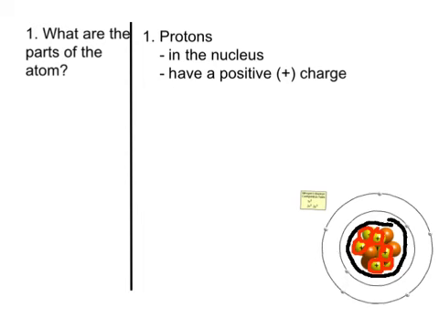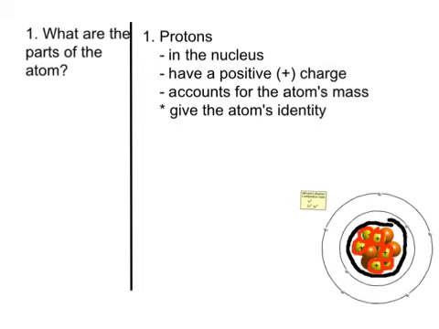Now, protons are one of the parts of the atom that account for the mass. What that means is that it's a heavy particle inside of the atom. The nucleus is the heaviest part of the atom, and inside the nucleus there are protons and neutrons. So the protons are going to account for the atom's mass. Another key thing for protons, if you want to start in your notes, is that the number of protons gives you the atom's identity.